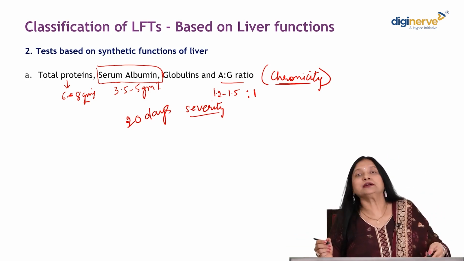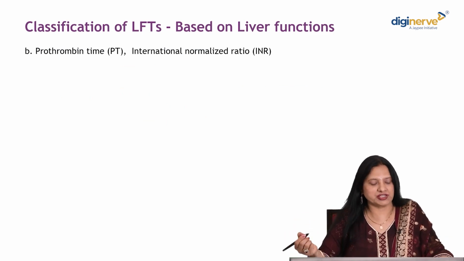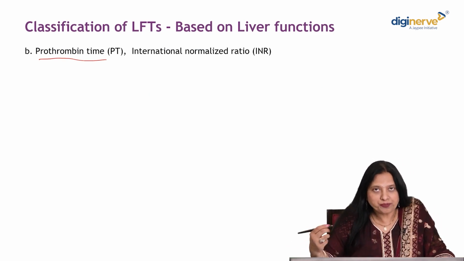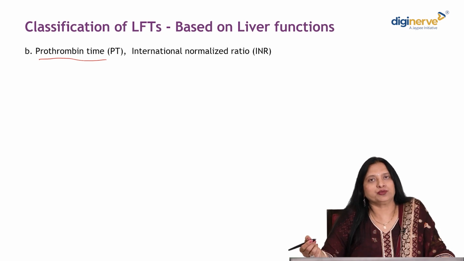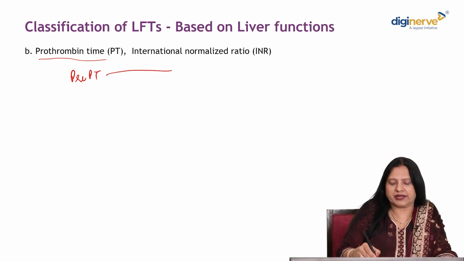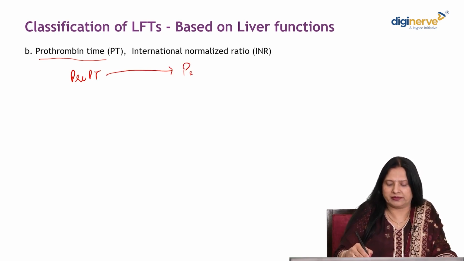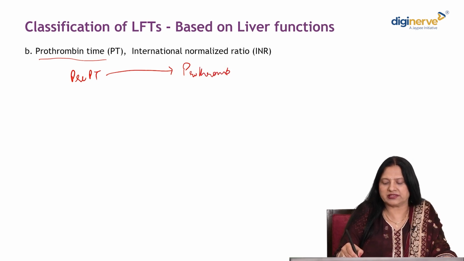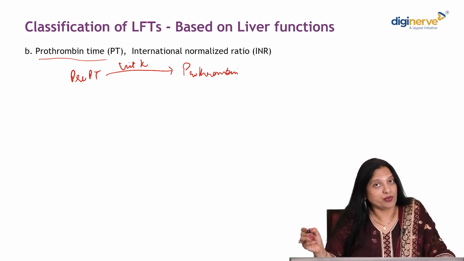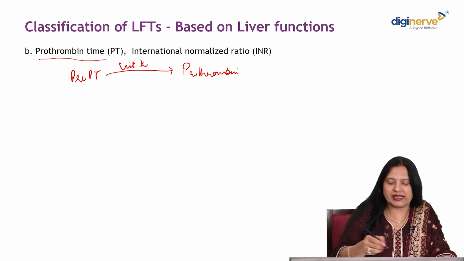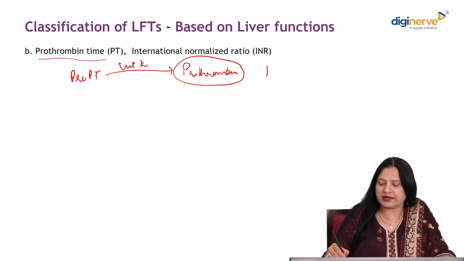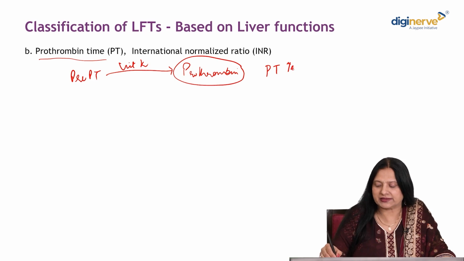Then the second test from the synthetic functions that we perform is prothrombin time. Now, pre-prothrombin gets converted into prothrombin in the presence of vitamin K in the liver. So whenever there is a liver disease, obviously the prothrombin levels are going to be decreased and prothrombin time is going to increase.